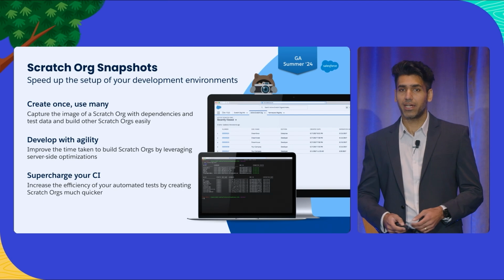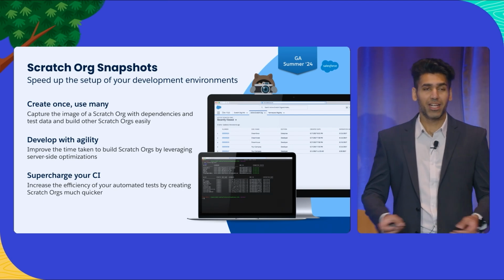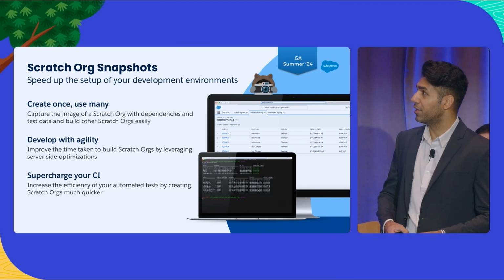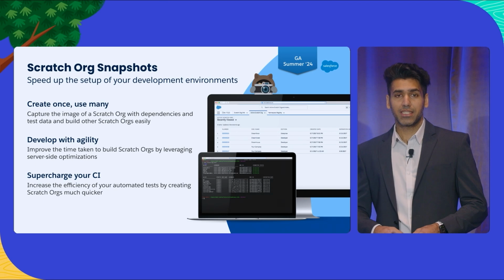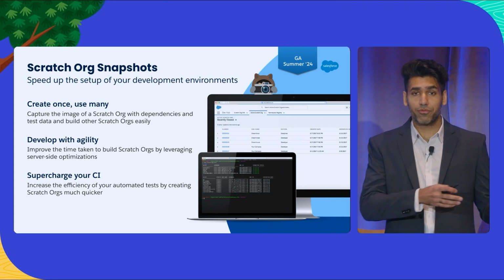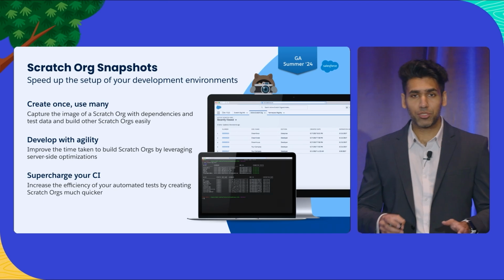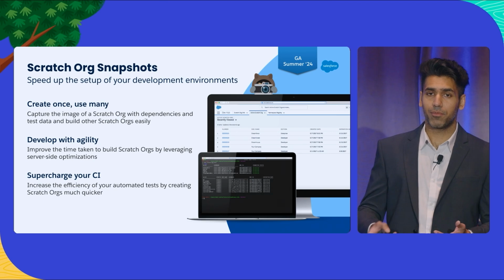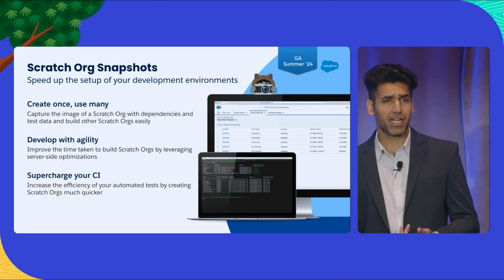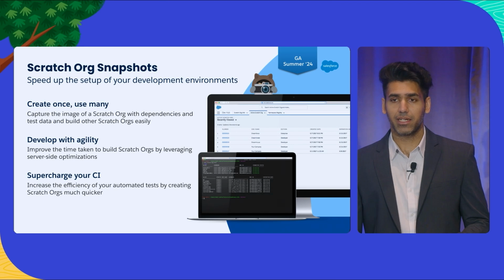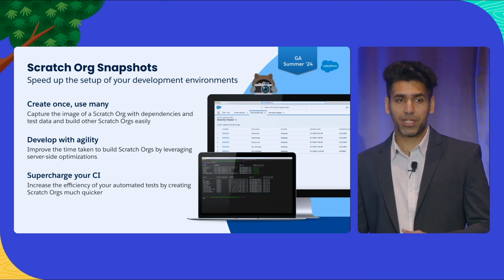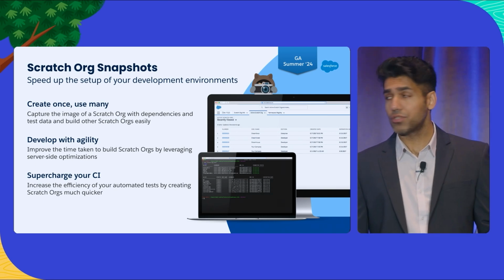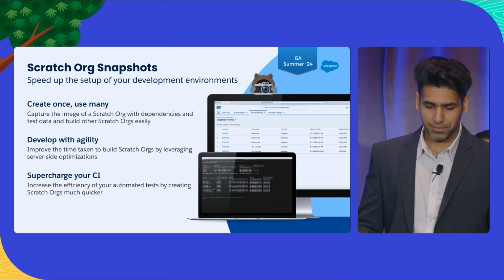The second feature is one that's been a long time coming, and I'm pleased to announce that Scratch Org Snapshots is GA as of Summer '24. While Shape lets you capture features and settings of your production org, Snapshots helps you replicate Scratch orgs quicker. So if you have a Scratch org that you've set up with all of those package dependencies, the dependent packages, dependent metadata, any test data, you can now quickly replicate that Scratch org so it can be used for development purposes, for speeding up CI, and also for reducing package build times.